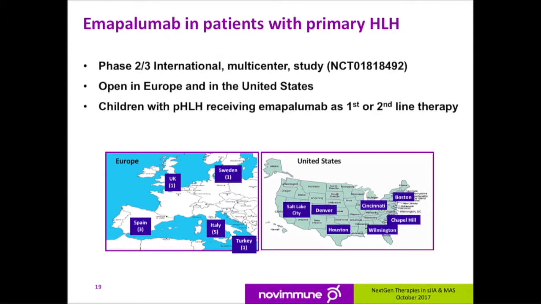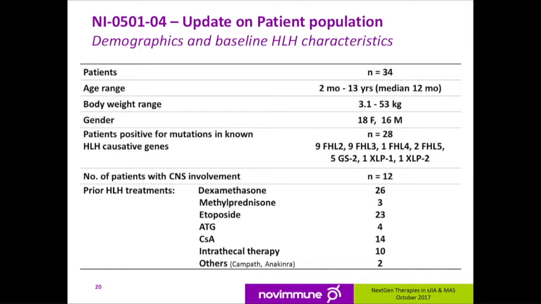There is an ongoing phase 2-3 study, which is close to being closed. Open in Europe and the United States. It's recruiting children with primary HLH as first line or as second line. This is the last recruitment update on the patient population. 34 patients have been recruited, 28 were found to have mutations in known HLH genes, but 6 were found not to have known mutations, therefore by definition secondary. 12 of them had CNS involvement. That's a very high percentage, and they have failed all sorts of first-line treatment that are listed there.